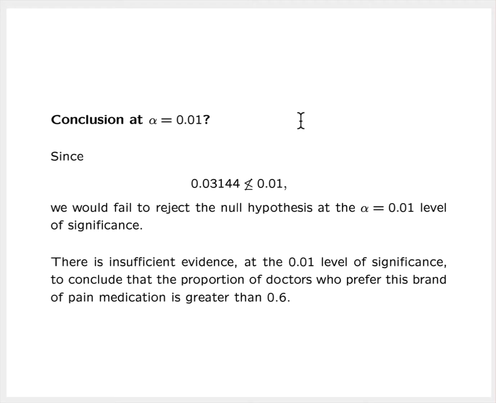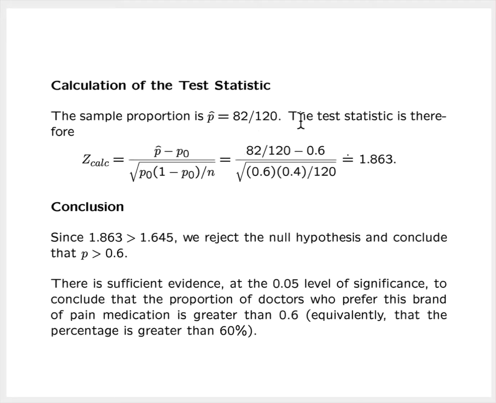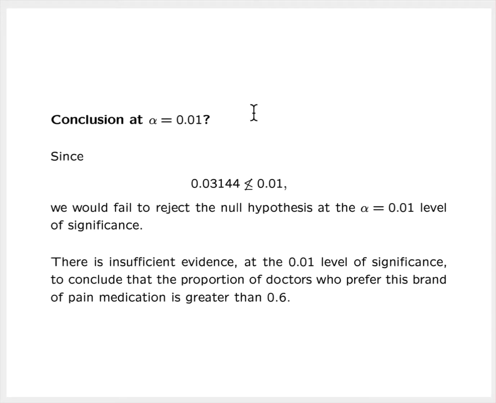Now, what would be the conclusion? Let's think about this. We said that at a 0.05 level of significance, there is sufficient evidence to conclude that more than 60% of doctors prefer this brand of pain medication. So the claim is warranted at the 0.05 level, right? But what would be our conclusion at the 0.01 level of significance? Well, we've calculated the p-value. We know that the p-value is 0.03144, and because that is not less than 0.01, we would fail to reject the null hypothesis at the 0.01 level of significance.